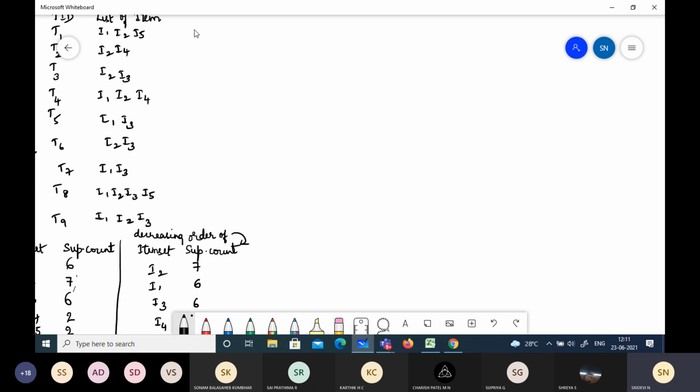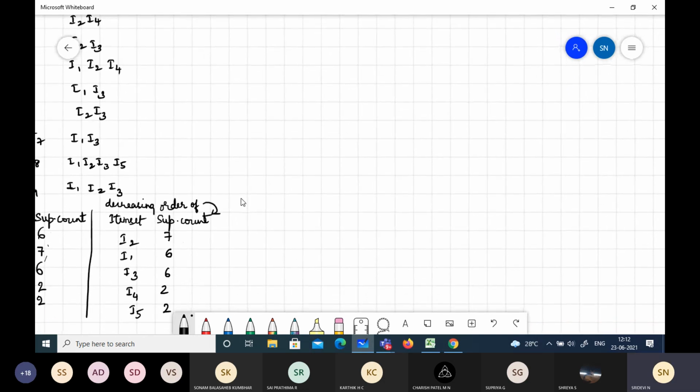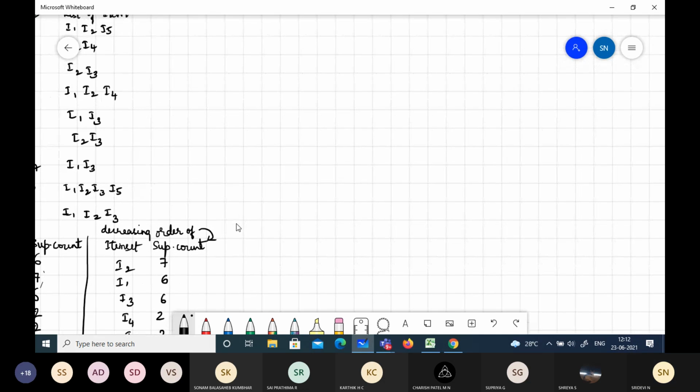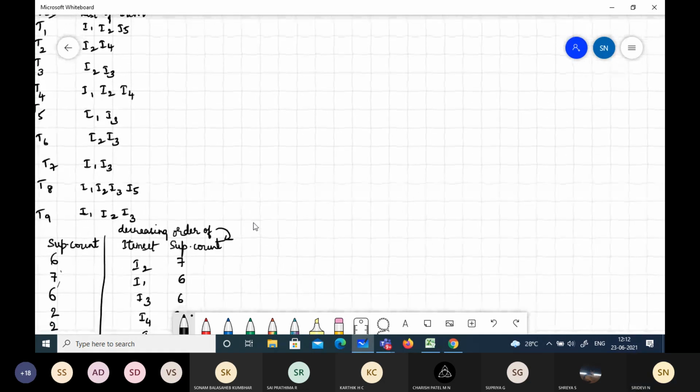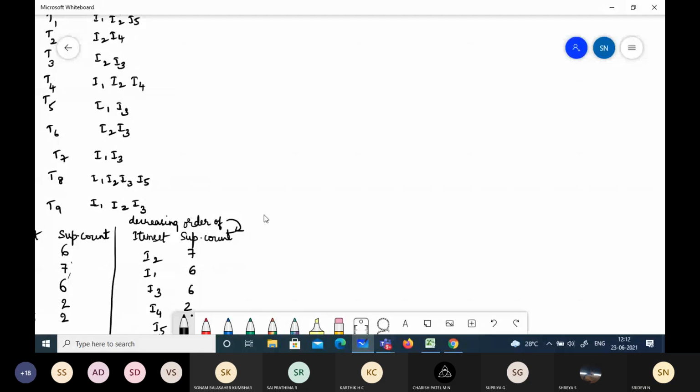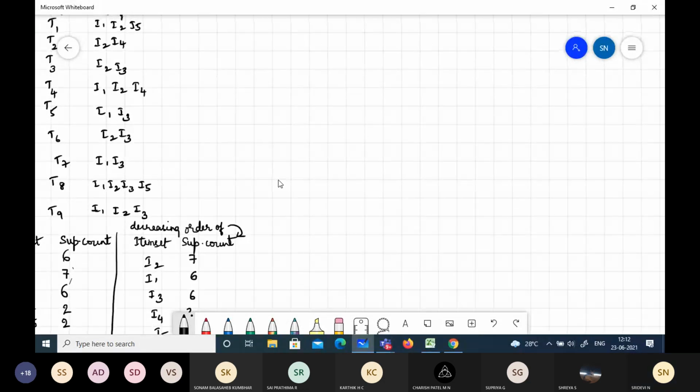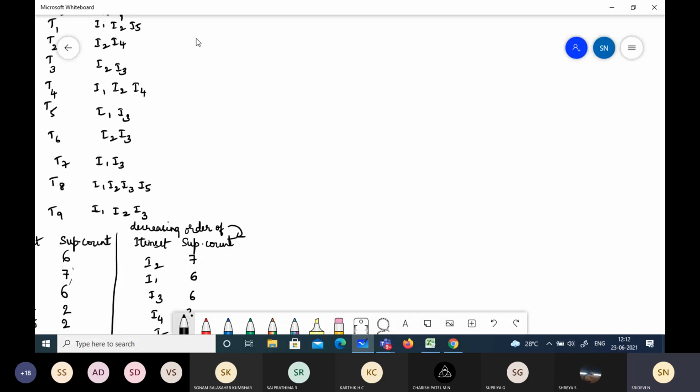So which comes first here? According to the support count, which one is the first? Yes, you all are listening to whatever I am explaining. Look into the support count here and tell me which one comes first. I4 is 2, I5 is 2. You tell me now. I am rearranging them according to the decreasing order of their support count. Which one is first here?